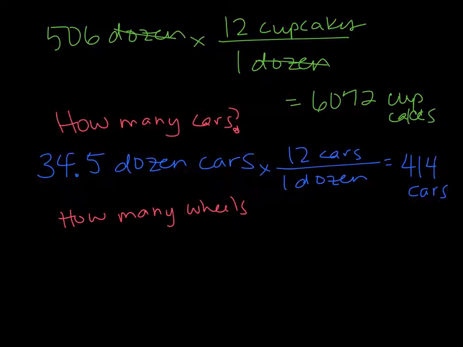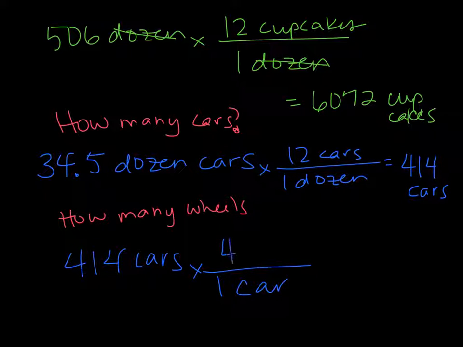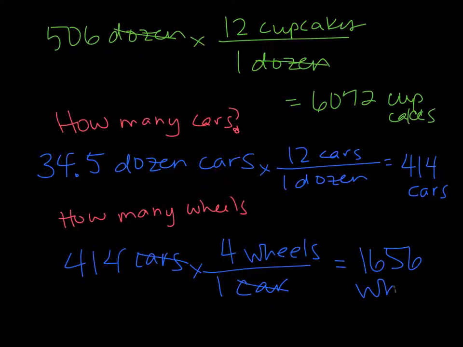Now the next question is, how many wheels is that? And so we know that in 414 cars, in one car, there's 4 wheels. And so if we take 414 times 4, we get 1,656 wheels.